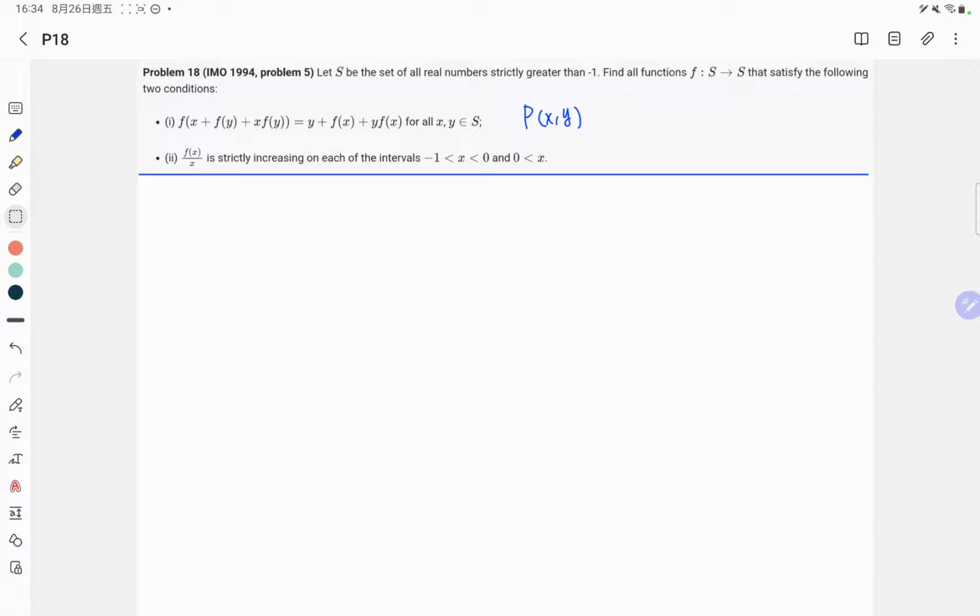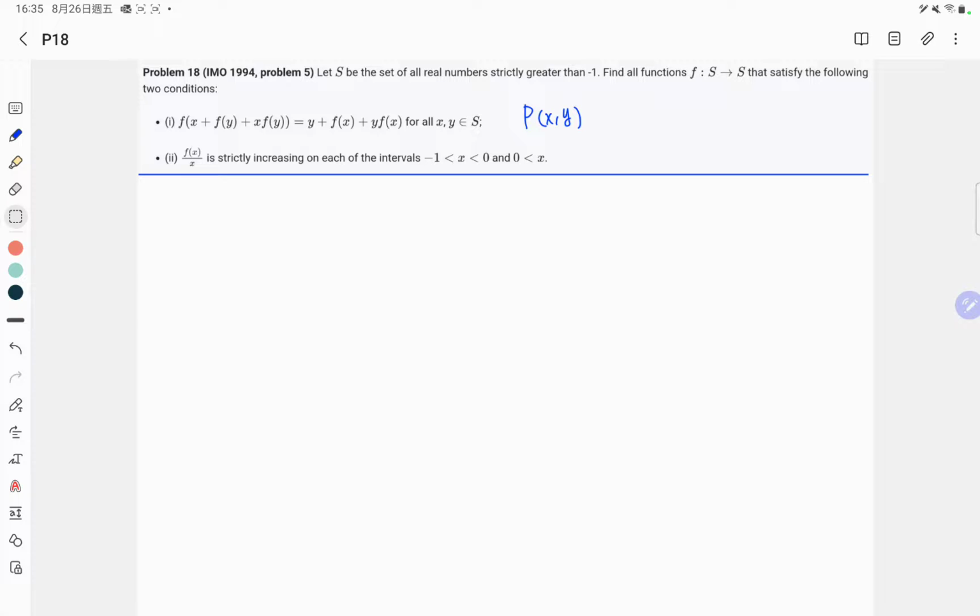The first one is f evaluated at x plus f of y plus x times f of y equals y plus f of x plus y times f of x, for all x, y in set S. And the second one is f of x over x is a strictly increasing function on the intervals -1 < x < 0, and also x > 0.